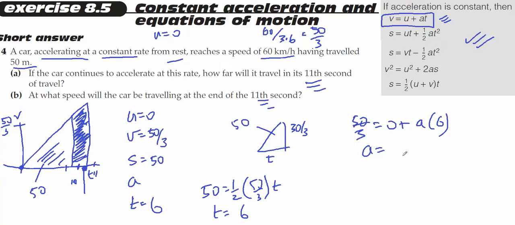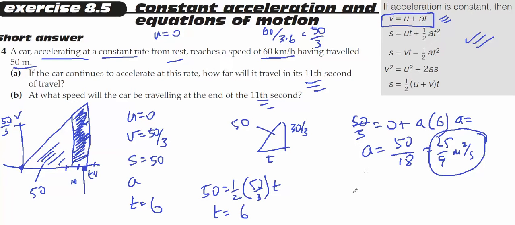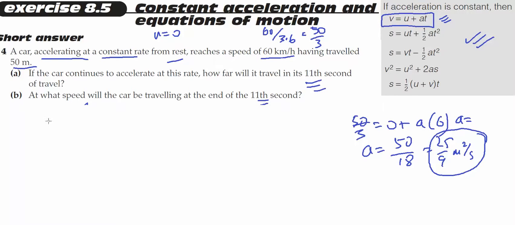Therefore, a equals 50 on 18, which equals 25 on 9 meters per second squared. So I know that's what a equals. To know how far it travelled in the 11th second, it's going to be how far it travelled in 11 seconds minus how far it travelled in 10 seconds.